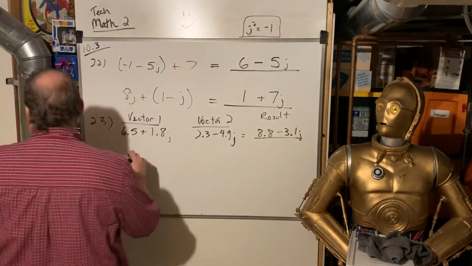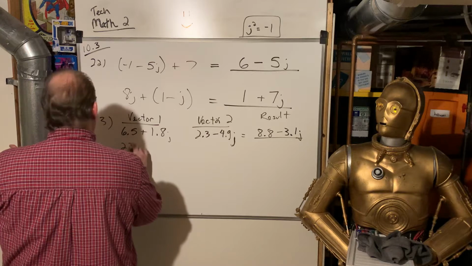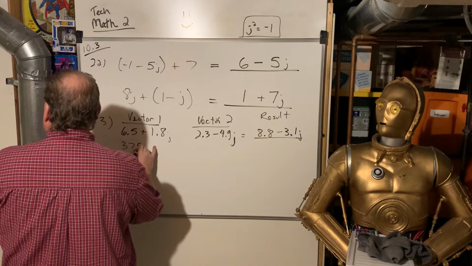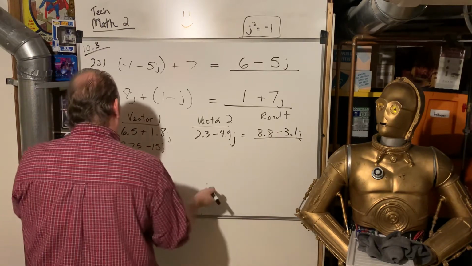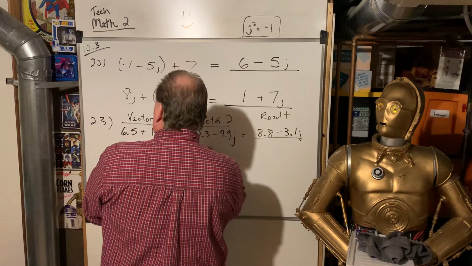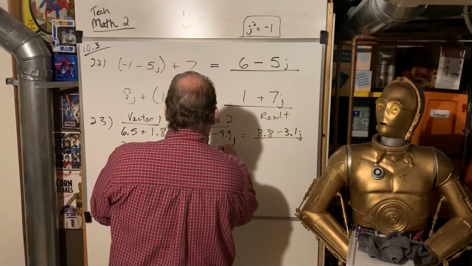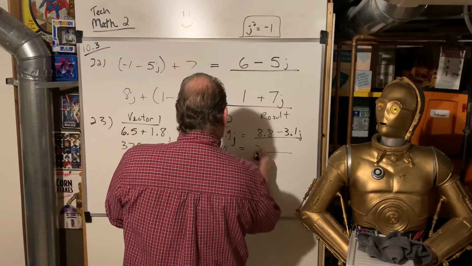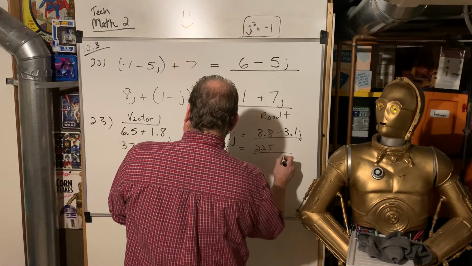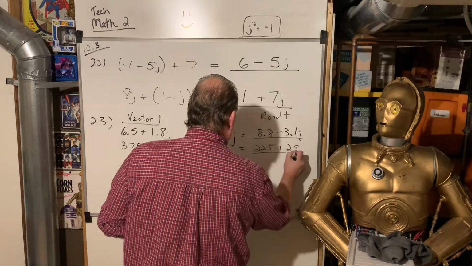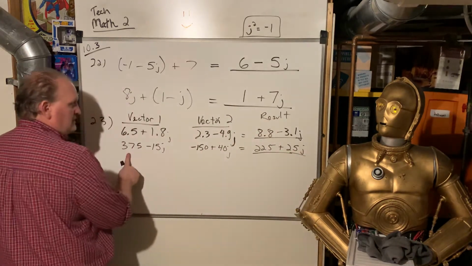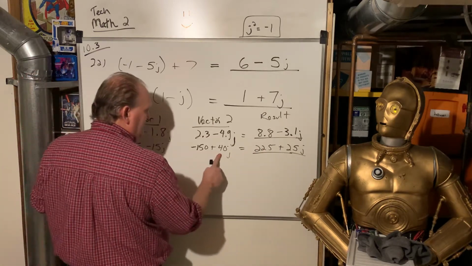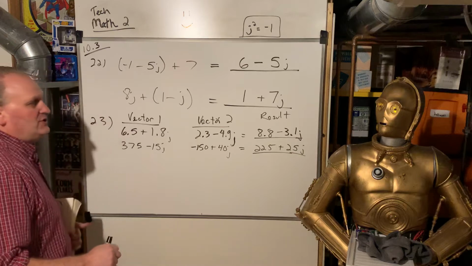Okay. Next one is 375. You got to write down the correct problem there. 375 minus 15j is the first vector. And if you combine that with -150 plus 40j, the resultant vector will be 225 plus 25j. So you're just combining the 375 and -150, that's 225. -15, positive 40, that's positive 25j.